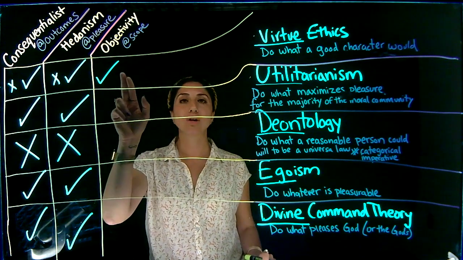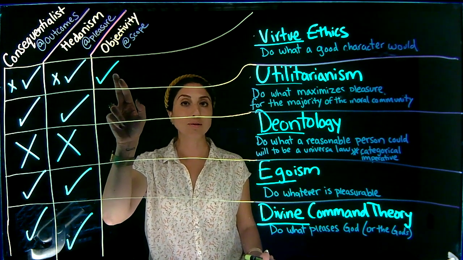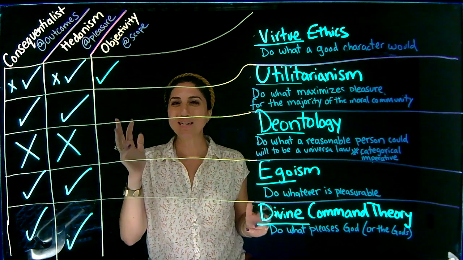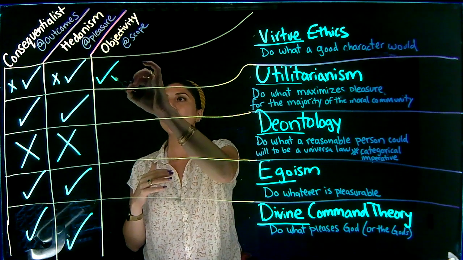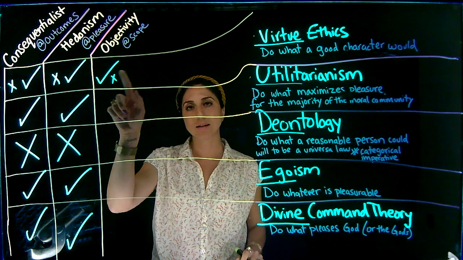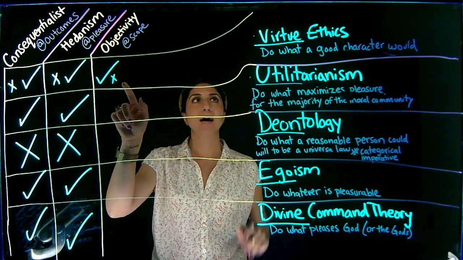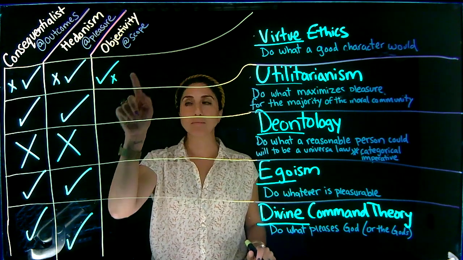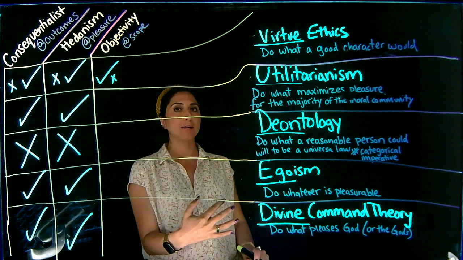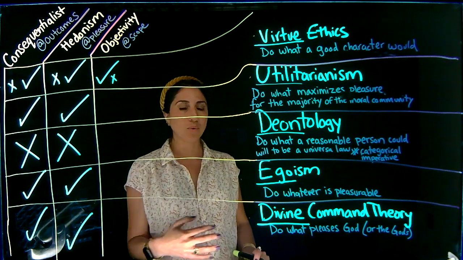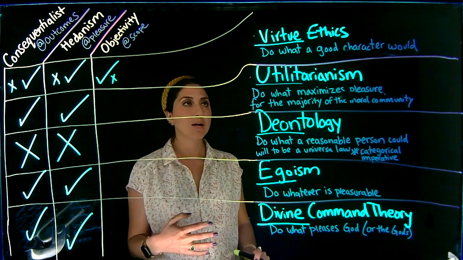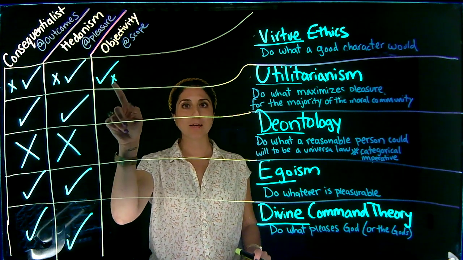But which character traits are the good ones? That could be a little bit subjective. So I'm going to put an X there, but that's controversial to say that virtue ethics is not objective. But if you really stepped back, who are the good people? What is a good character trait? And so maybe that one's complicated as well.